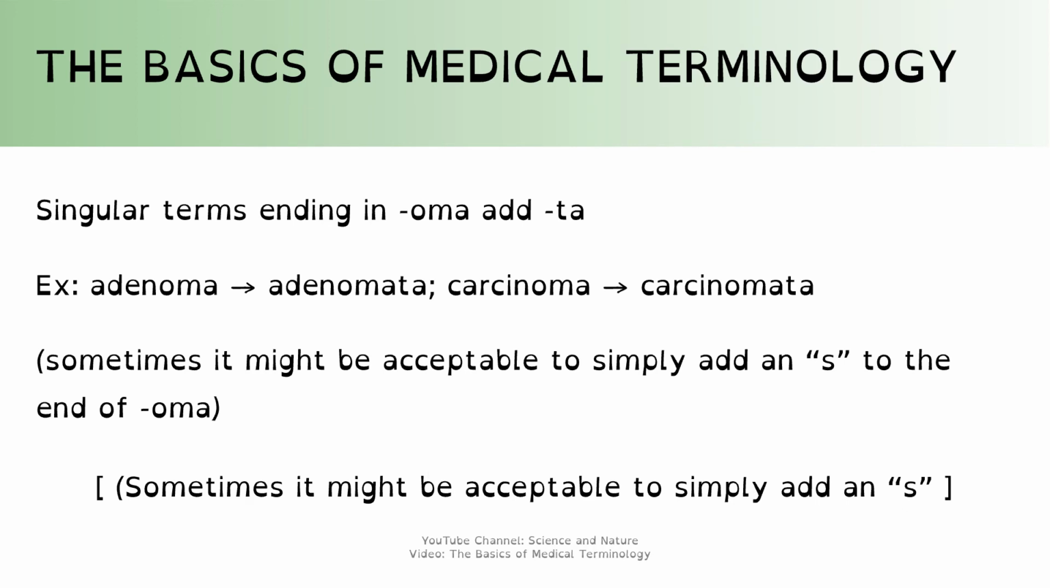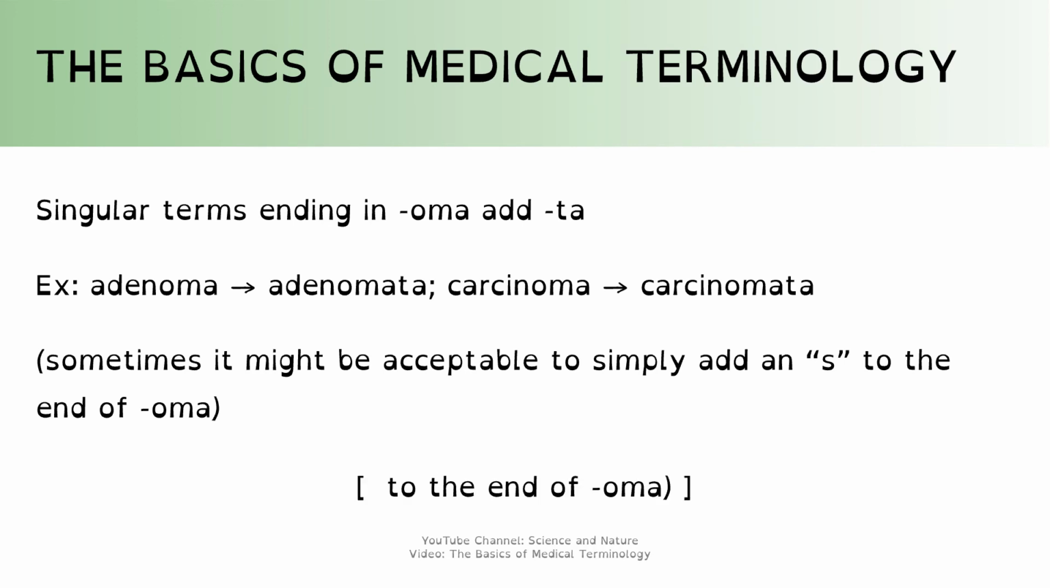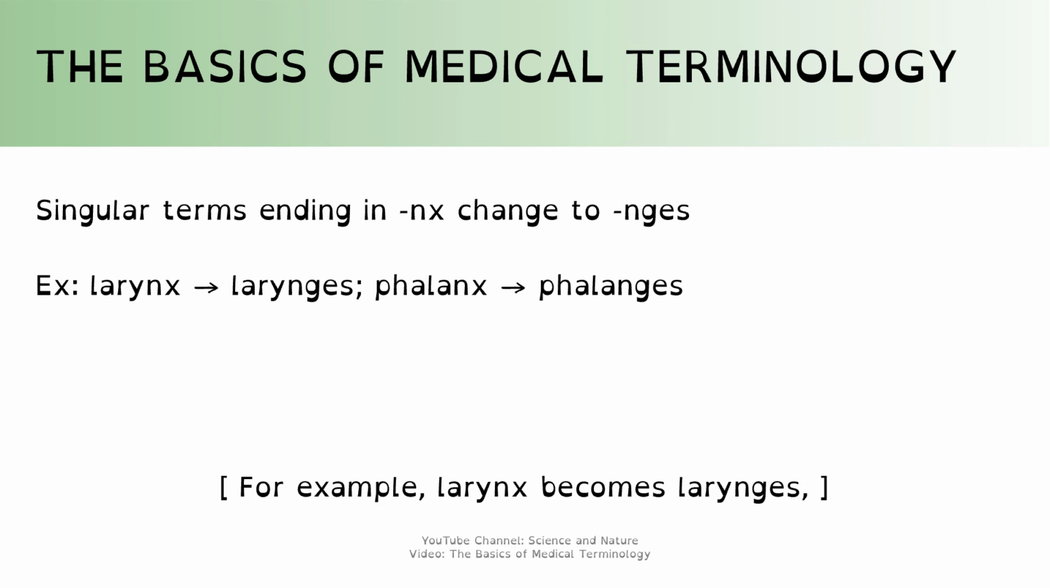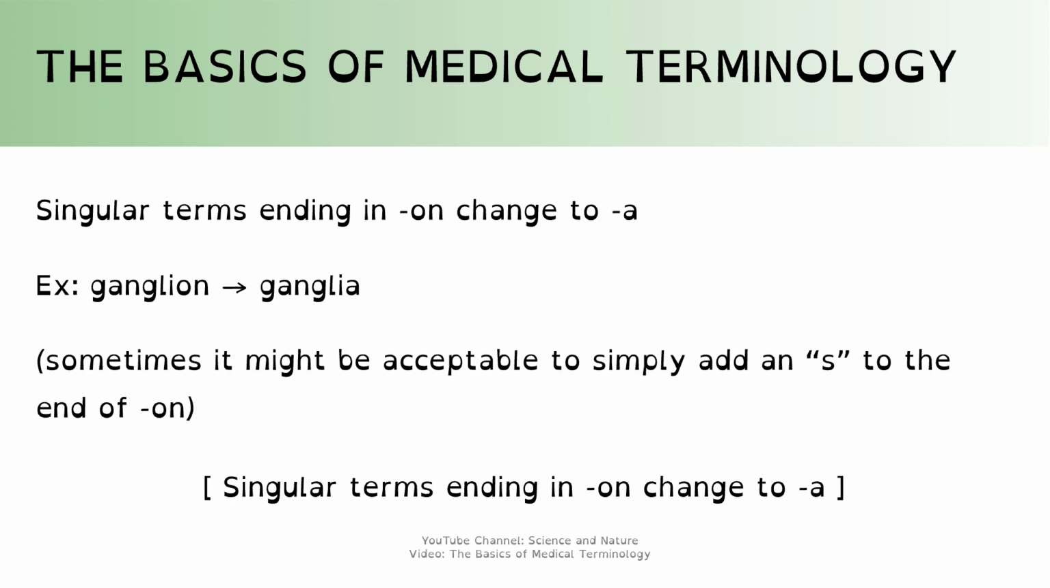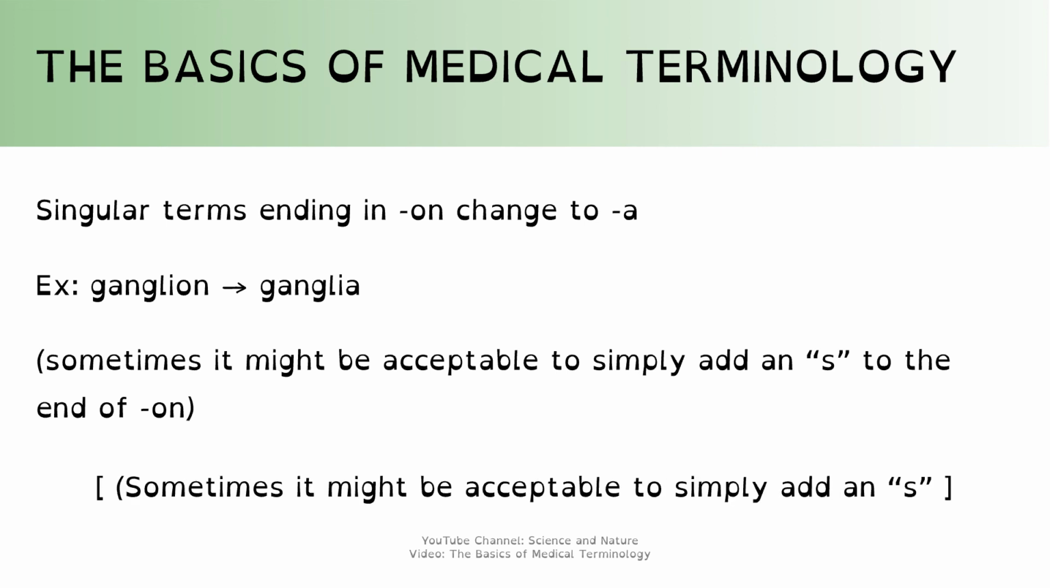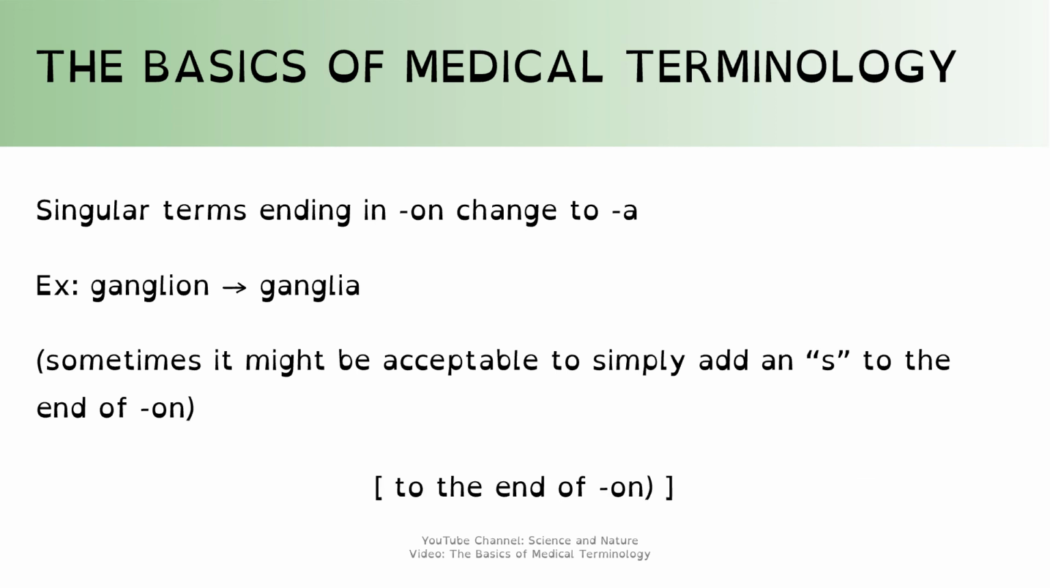Sometimes it might be acceptable to simply add an s to the end of oma. Singular terms ending in nx change to nges. For example, larynx becomes larynges, and phalanx becomes phalanges. Singular terms ending in on change to a. For example, ganglion becomes ganglia. Sometimes it might be acceptable to simply add an s to the end of on.